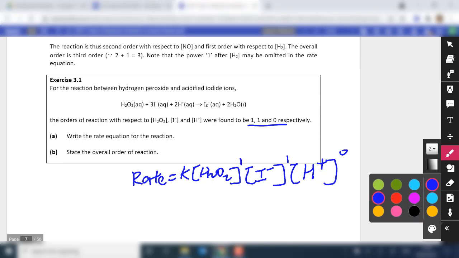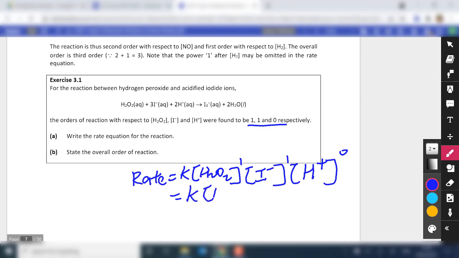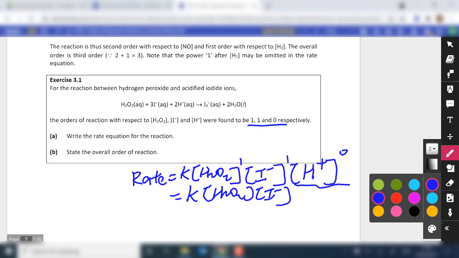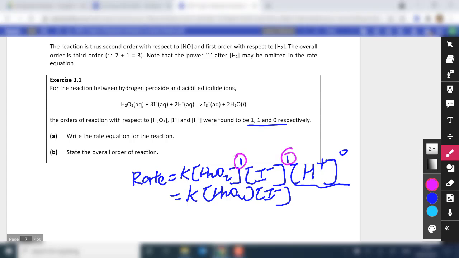But you shouldn't just leave your answer like this, because normally we want to write it in the simplest form. So just rate equals k [H2O2][I minus], and that's it. Normally we do not need to write 1 to emphasize that it's 1, because without writing it, it's understandable. Anything to the power of 0 is 1, so we should omit the H plus term. Then state the overall order. The overall order is simply the summation of the individual orders, so it's just 1 plus 1, which is 2. I think this should be straightforward.